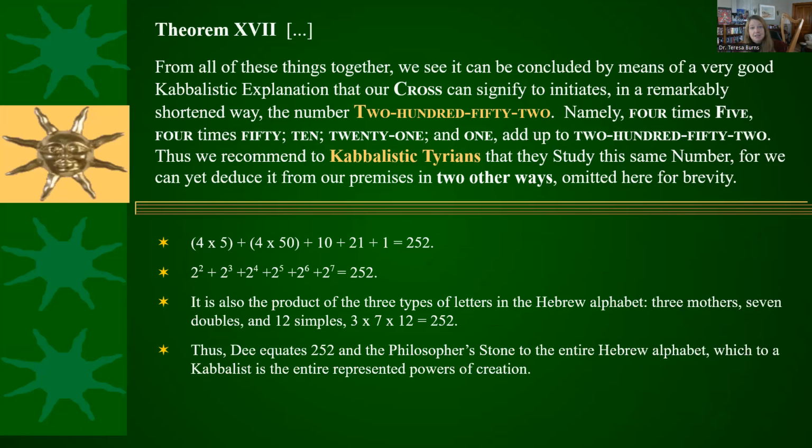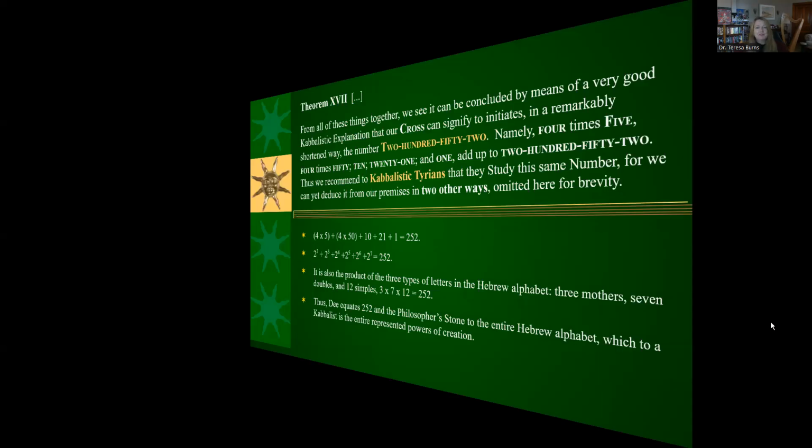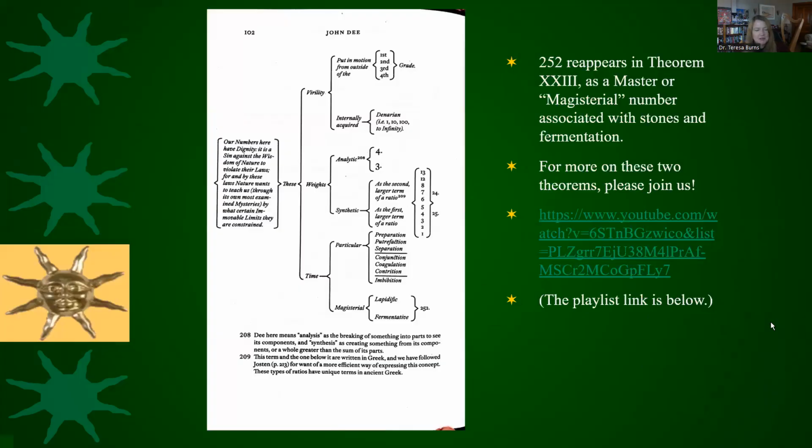So Dee is equating 252 on the Philosopher's Stone to basically the entire Hebrew alphabet, which to a Kabbalist is the entire represented powers of creation. Now that, I would say, is a Philosopher's Stone, the entire represented powers of creation. By the way, he'll get back to this in Theorem 23.